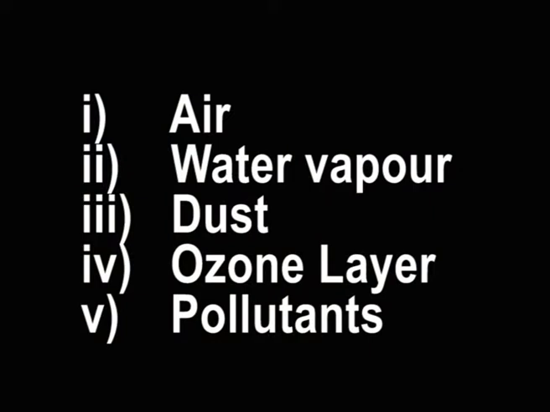Having looked at the zones of the atmosphere, we now proceed to look at the composition of the atmosphere. Despite the fact that the atmosphere is colorless, tasteless, and odorless, it has quite a number of components. These are the air, water vapor, dust, ozone layer, and pollutants. Let us look at each one of them in detail, as well as their significance.